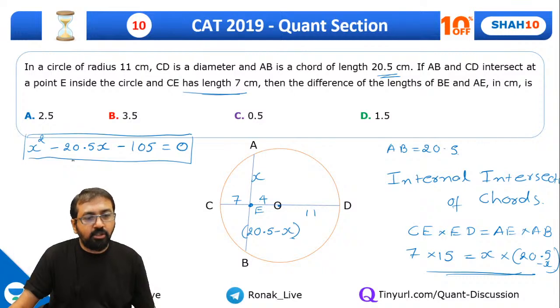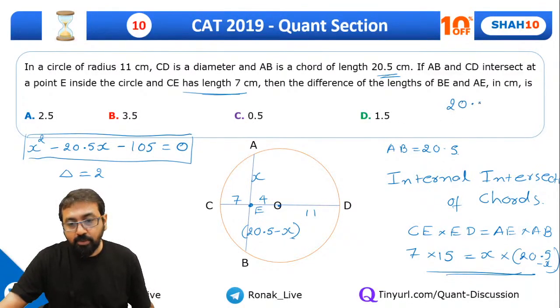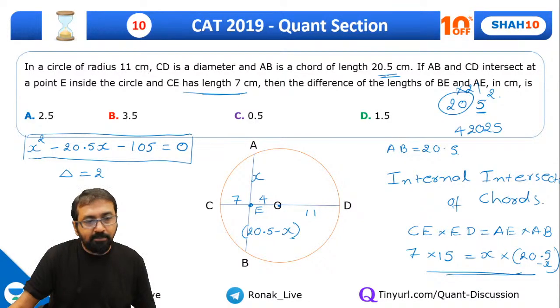Now of course it will be difficult to factorize this thing, so the best way is you find out delta. So what will be delta? B square minus 4AC, that is B square is 20.5 ka square. Now guys, if you remember that method to find the square of a number ending with 5, the last two digits will always be 25, and multiply this 20 with the next number, that is 21, so it will be 420. So 20.5 square will be 420.25 minus 4 times A into C, so it will come out to be 420. So delta came out to be 0.25.